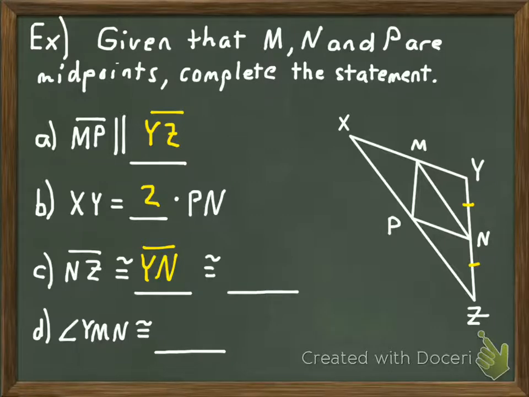Okay, now together segments YN and NZ make up segment YZ, don't they? And isn't segment MP half of segment YZ? And if each of these segments are also half of YZ, that means MP would be congruent to them as well. So you can think of a mid-segment as being half of the side of the triangle that's parallel to, or you can think of it as being congruent to each of the segments created by the mid-segment. They both basically mean the same thing. Alright, segment MP is also congruent to segments YN and NZ.